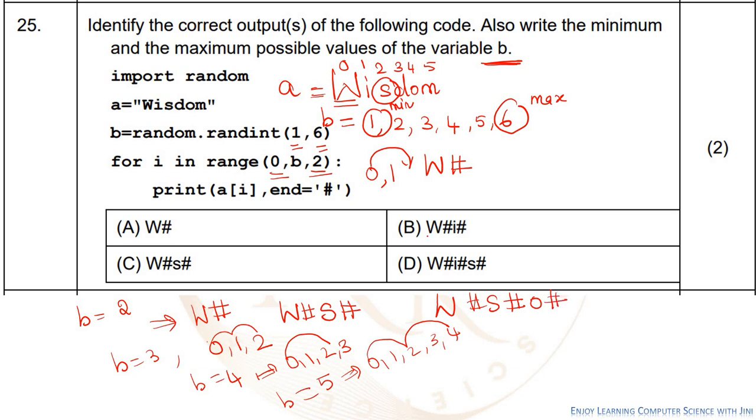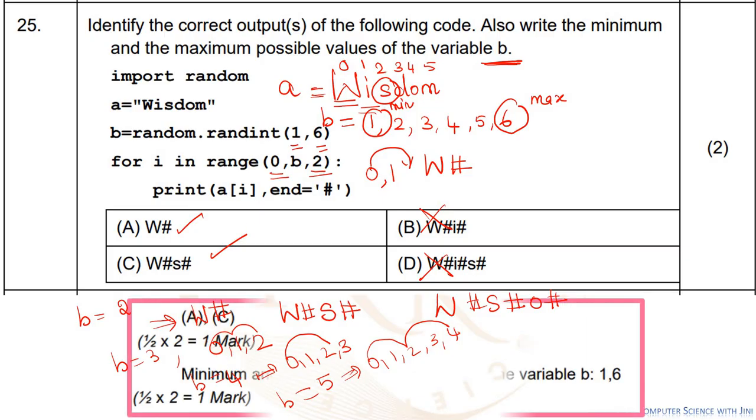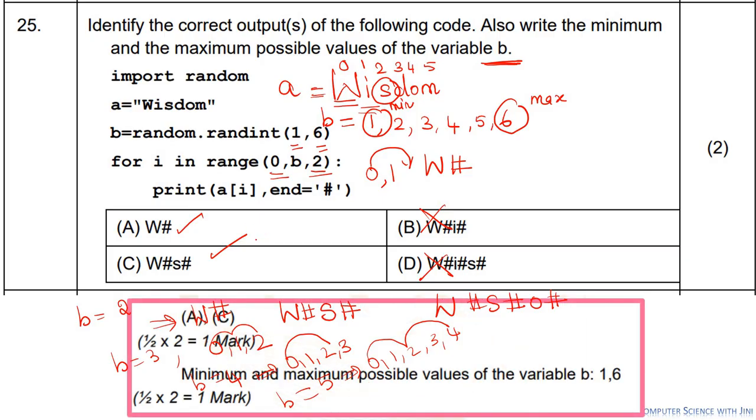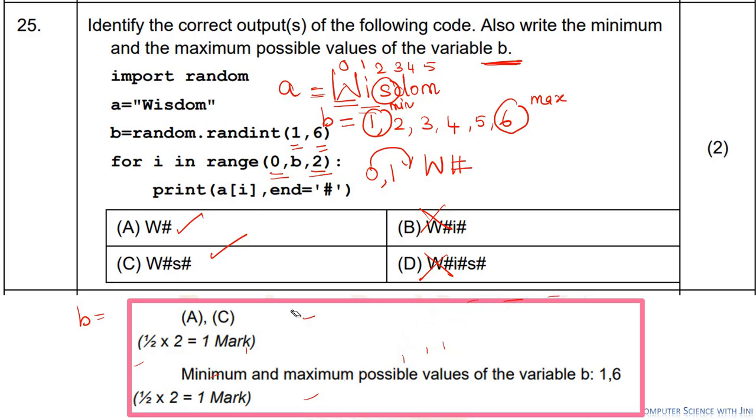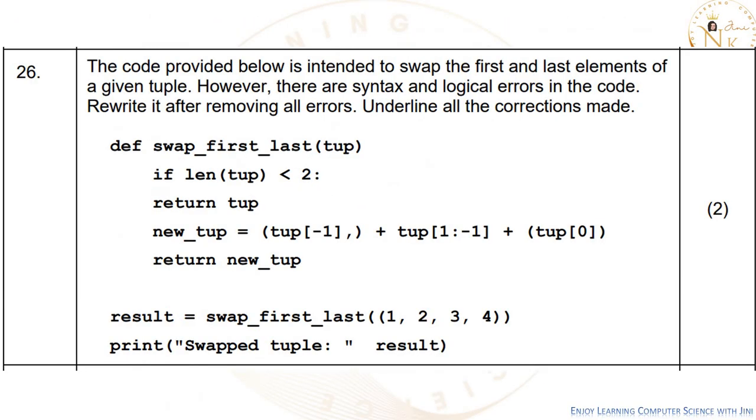So I will not come at all because it is 1. So this also you cross out, this also you cross out. These 2 will be the possible outputs. Okay. Can you see? A and C are the possible outputs. So try to cross out the incorrect options. You'll be able to find out the correct options easily. And don't forget to write the minimum and maximum values of a given variable.